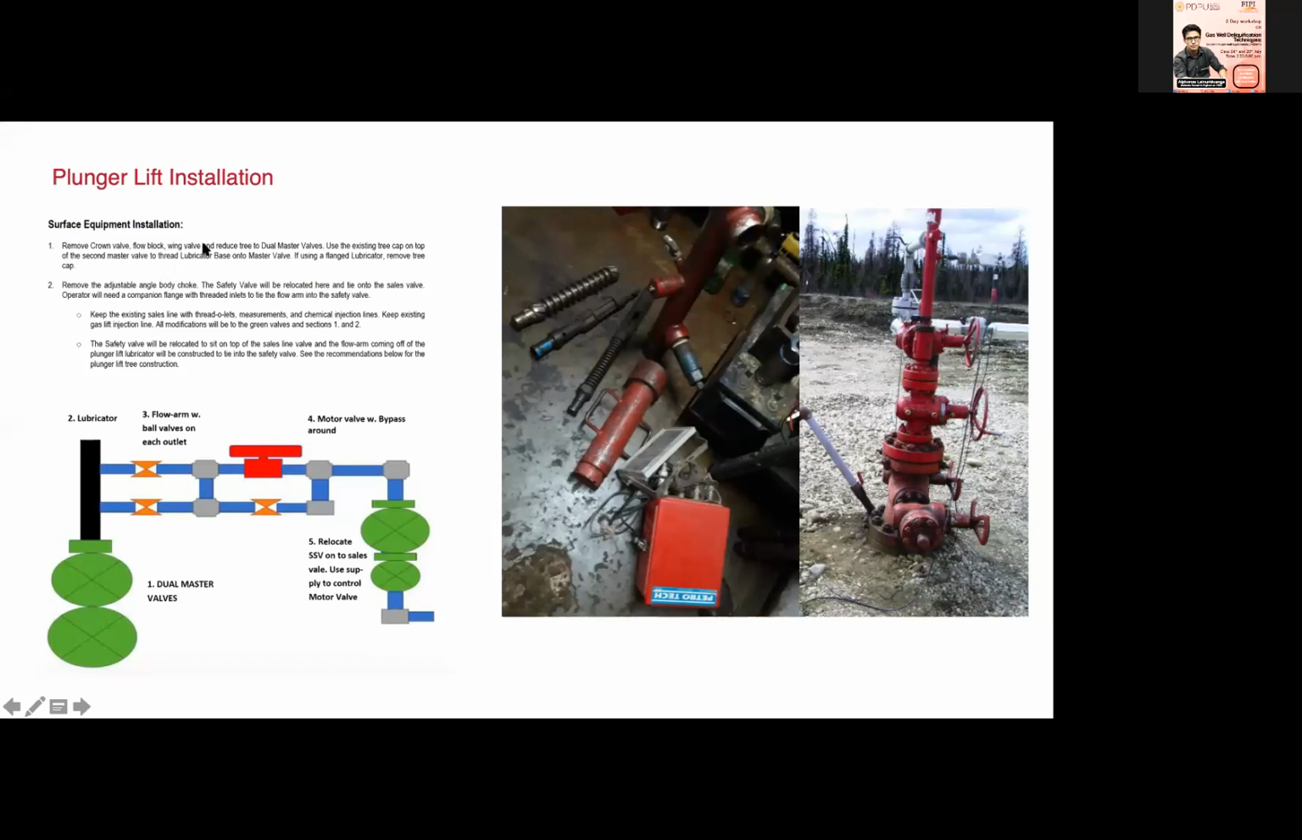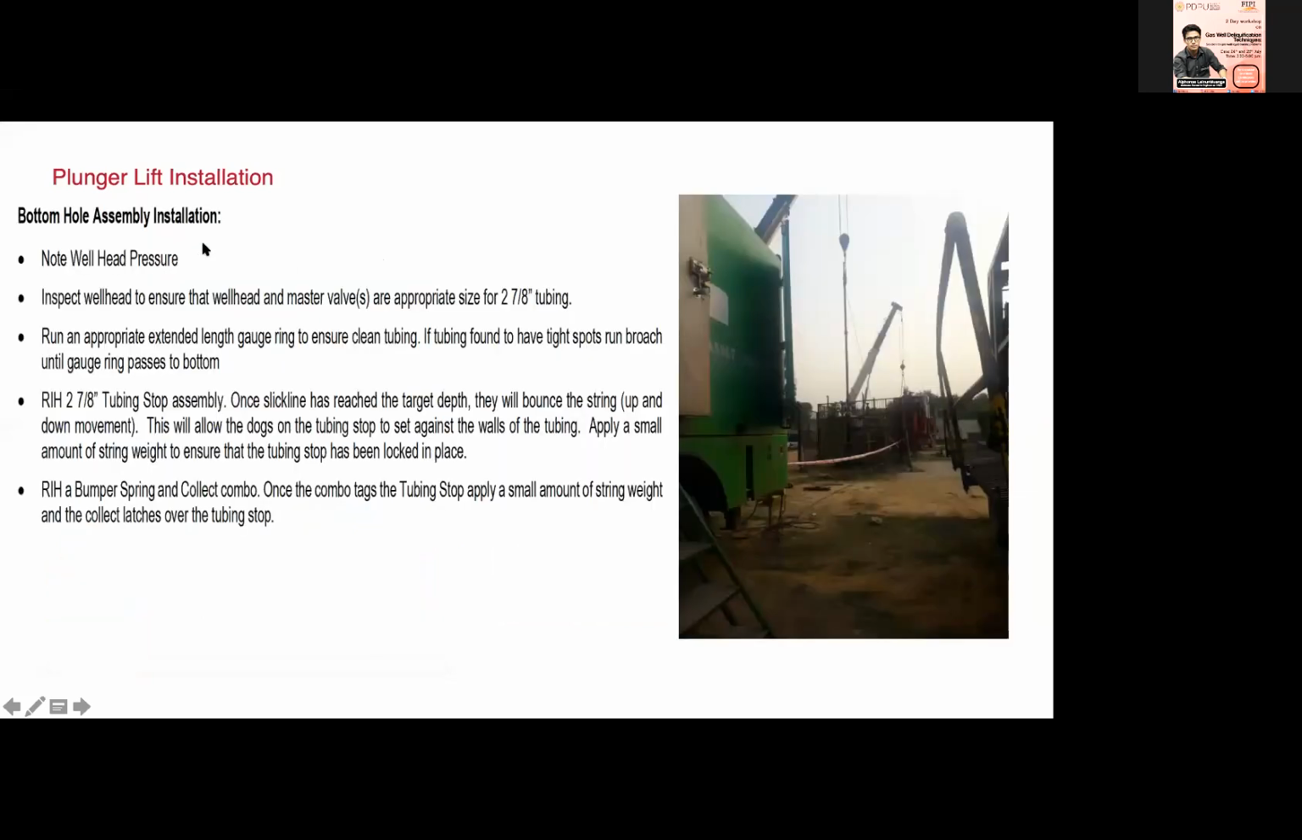And then for installing the bottom hole assembly, which includes the tubing stop, the bumper spring, as well as your plunger.